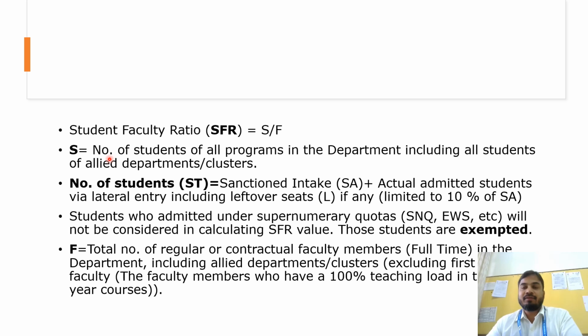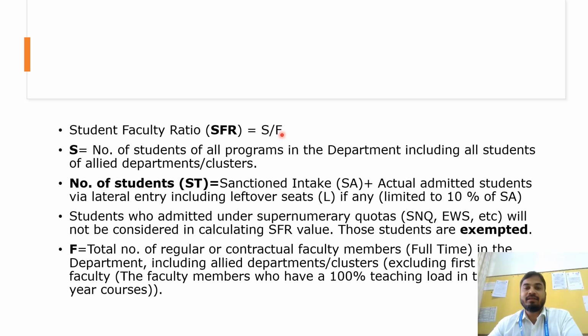SFR is calculated with the formula SFR = S/F, where S is the number of students of all the programs in the department, including all students of allied or cluster departments. ST is the total number of students, which is sanctioned intake SA plus actual admitted students via lateral entry, including leftover seats, if any, both combined together capped to 10% of SA. So the total number of students can be a maximum of only 110% of sanctioned intake. Students who are admitted through any other quota like SNQ, EWS will not be considered for calculating the SFR value. Those students are directly exempted.